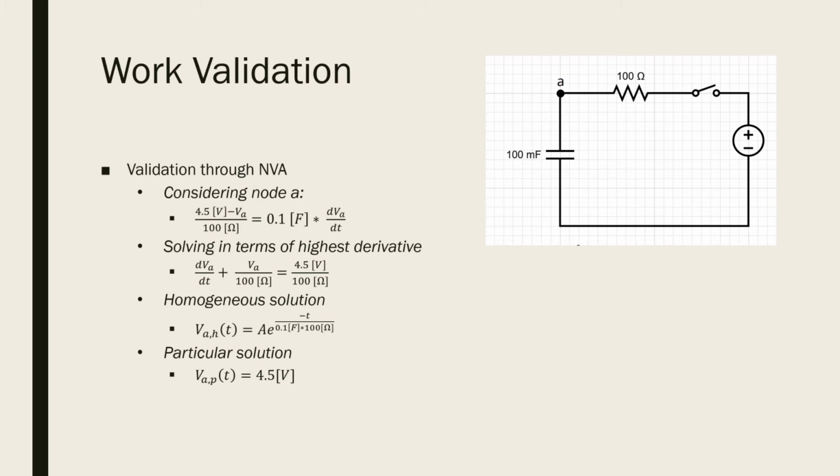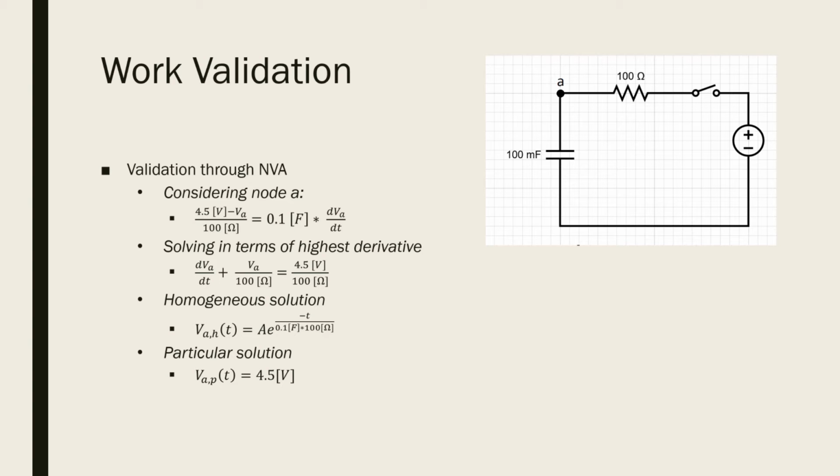We can validate this by using NVA, so I created a node between the capacitor and the 100 ohm resistor, and the current through the capacitor and the current through the resistor is obviously going to be the same. So we just have that first expression under considering node A, and to solve this, we need to use some content from differential equations.